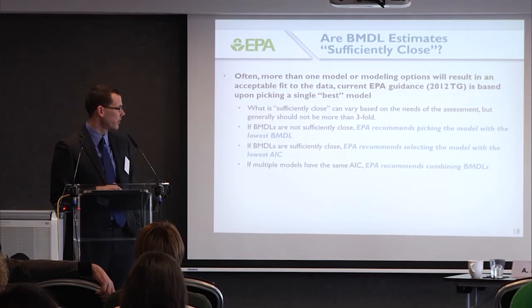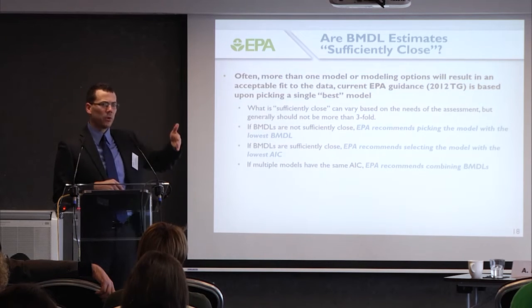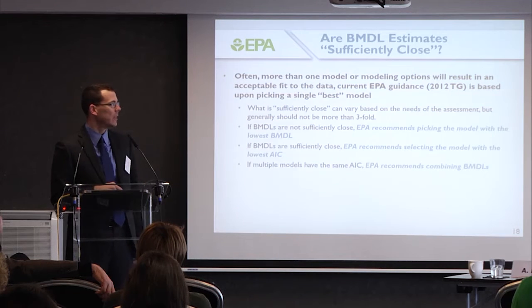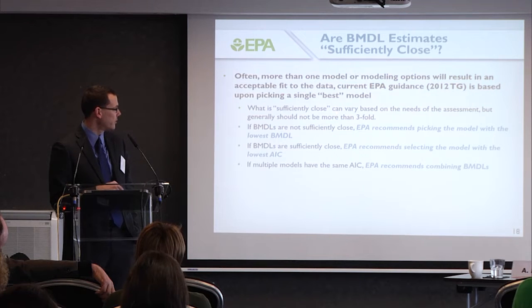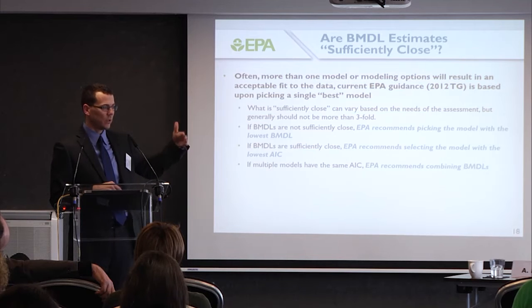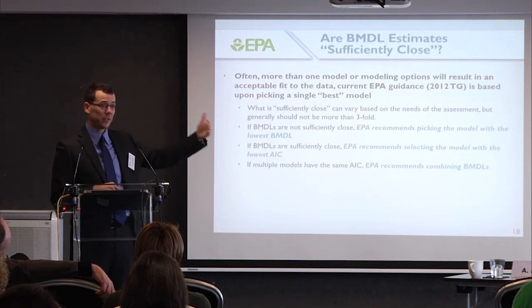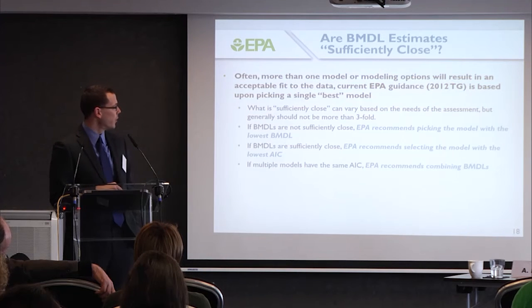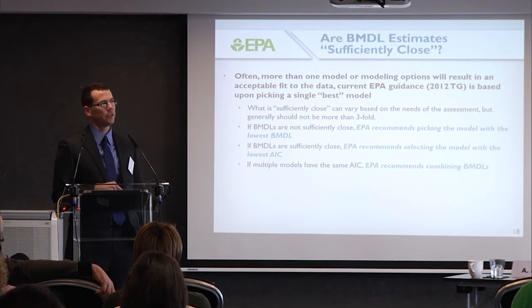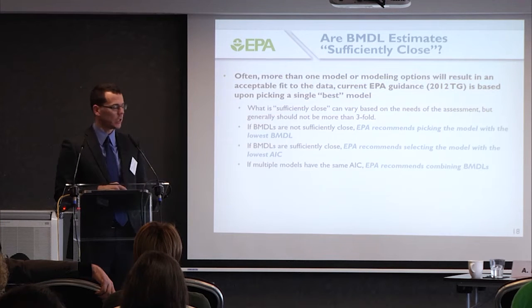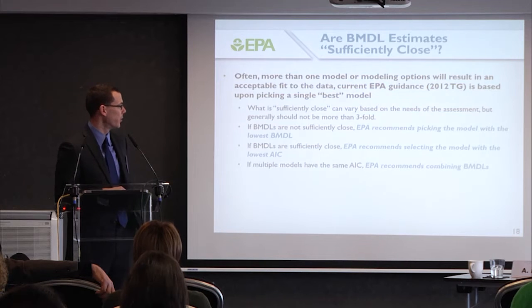In previous versions of the guidance, it was pretty prescriptive that a threefold cutoff or range is what everybody should be using. But in the final version, we backed off and recognized that, again, what's good for one risk assessment is not necessarily good for another one. So we leave it up to the risk assessors to determine what sufficiently close is, with the recommendation that it generally should not be more than threefold.